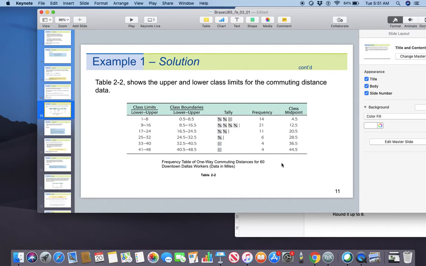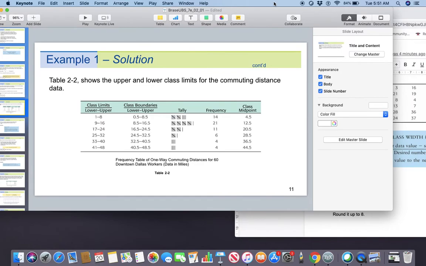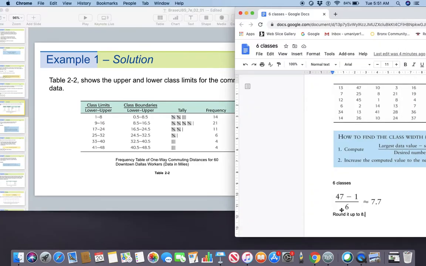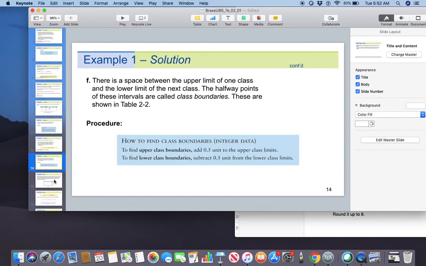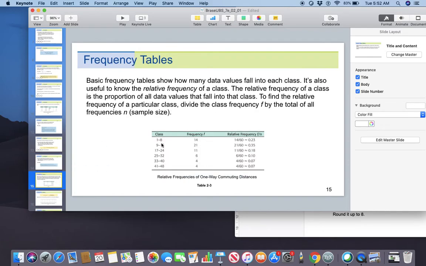Remember, 8 is specific to this problem because it is highest minus lowest over the number of desired classes. So what was 8? 8 is the class width. That's what we add every time. So we have class boundaries, and we have the basic frequencies.